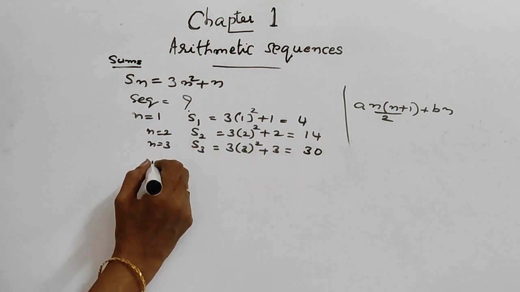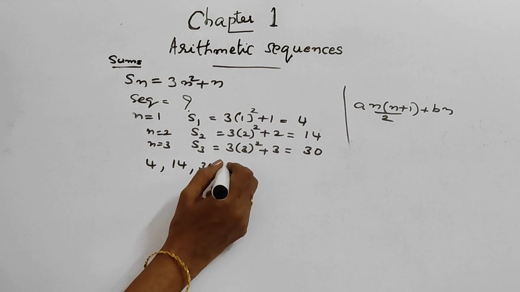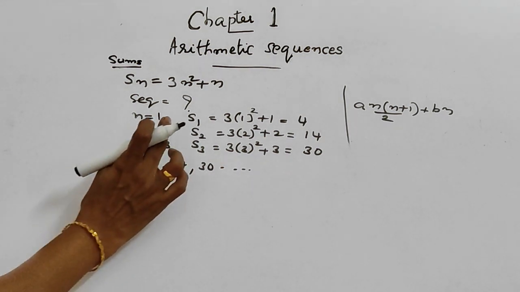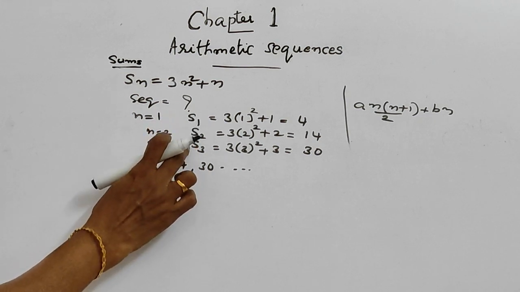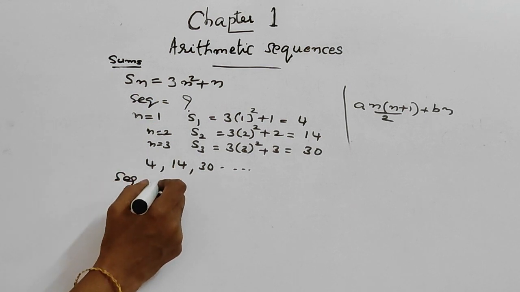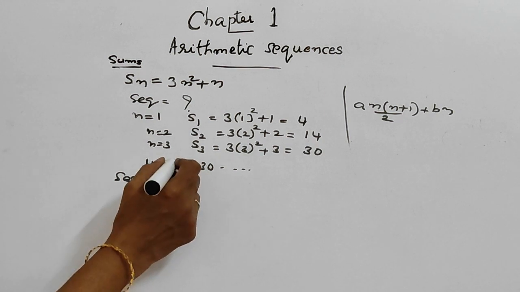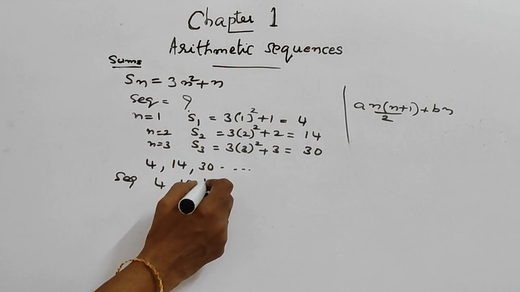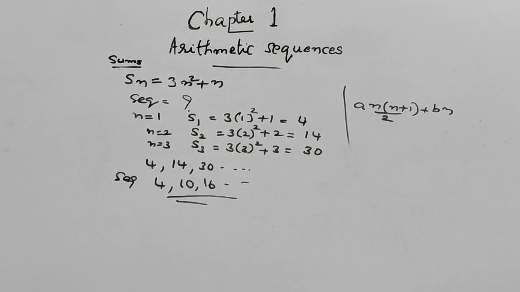Now we get 4, 14, 30. This is not the sequence, it is the sums. S1, the sum of one term, means the first term. S2 is the sum of 2 terms. S3 is the sum of 3 terms. So now we can write the sequence. First 4, then 14 minus 4, that is 10, then 30 minus 14, that is 16. This is our sequence, and 4, 14, 30, etc. are the sums of the sequence.